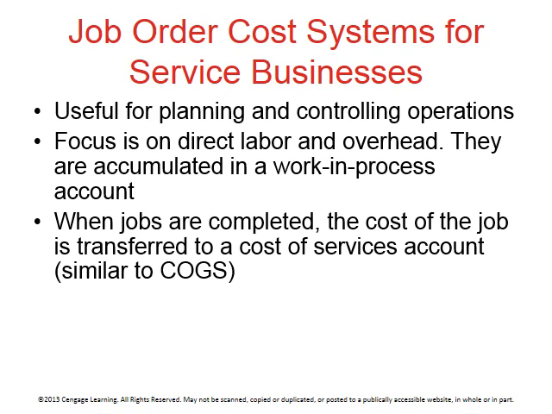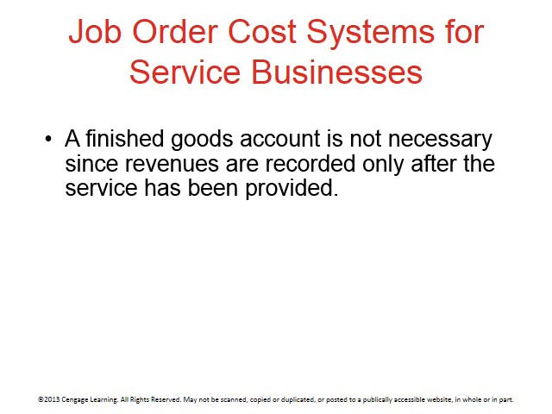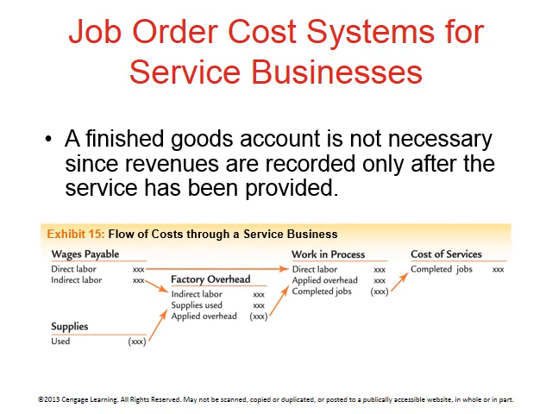And then, when jobs are completed, you have a cost of services account, which is a lot like your cost of goods sold for manufacturing. And you don't have a finished goods account because the service has been provided. You can't provide the service and then wait to provide the service. With a service business, it all happens at the same time.